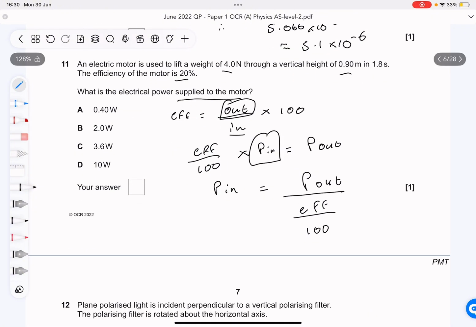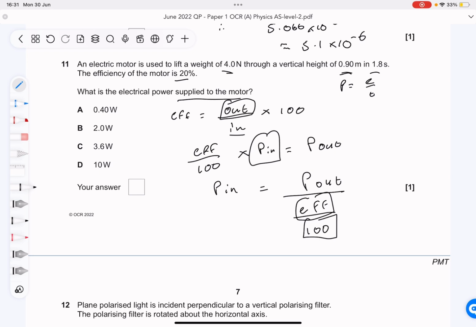Okay, so how do we find the power out? Because we've got efficiency and we've got this 100, right? How do we find the power that's going out? Now, we can do that by looking at these values here, the 4 newtons, the 0.9 meters, and the 1.8 seconds. Because we know that power is energy transferred over time. And we can find the gravitational potential energy because it's rising through a height, okay?